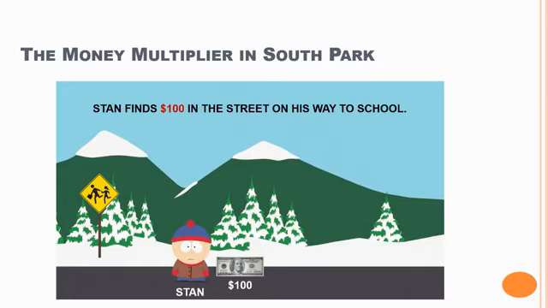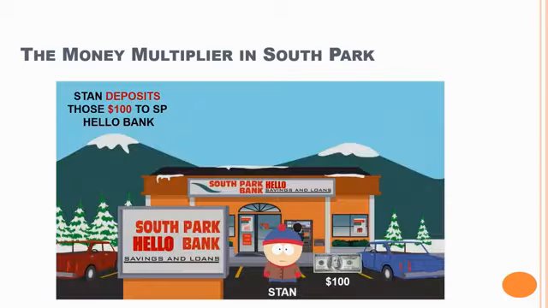And because Stan is a very smart boy, he's not going to spend this money. Instead, he's going to deposit those $100 to South Park Hello Bank. So he has a checking account at this bank, and he's just going to convert the bill into a demand deposit. That's it. Stan no longer has the bill, it's the bank that has the bill in reserve, and instead the bank is going to add $100 on Stan's checking account. Okay, what's going to happen next?